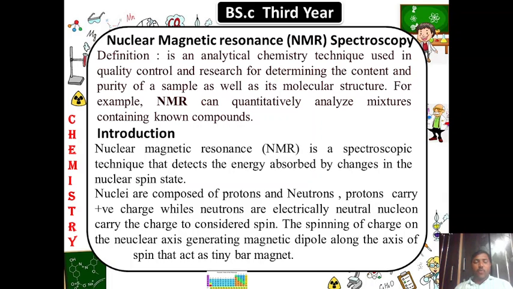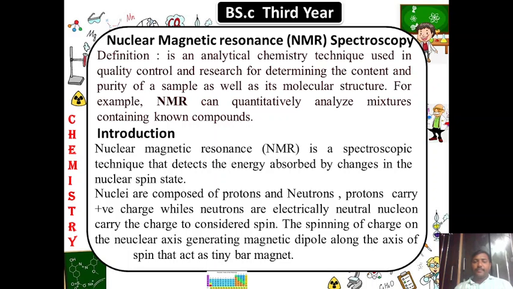Protons carry positive charge while neutrons are electrically neutral. Nucleons carry charge, so we consider the spin. The spinning of charge on the nuclear axis generates a magnetic dipole along the axis of the spin that acts as a tiny bar magnet.